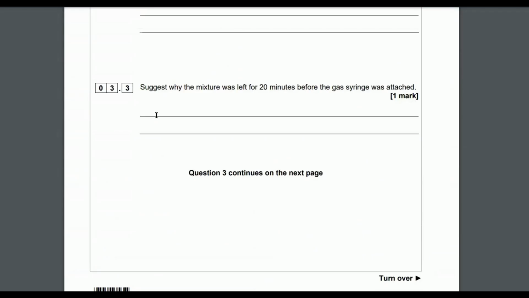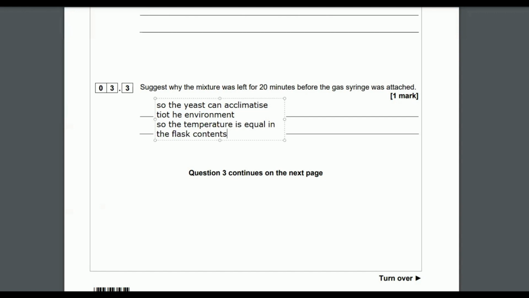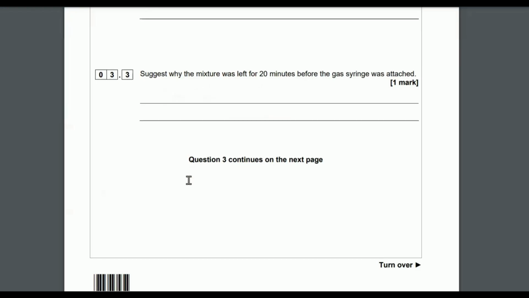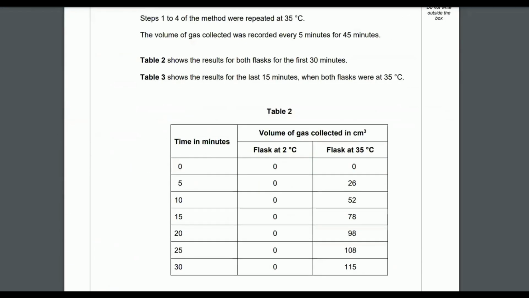So the yeast can acclimatize to the environment. So the temperature is equal in the flask contents. You know what I mean? So the heat or the temperature is spread evenly in the flask contents. Anywho, that was all a bit long. That was a suggest. So suggests are always like, you can waffle a little bit in a suggest as long as it's sensible.